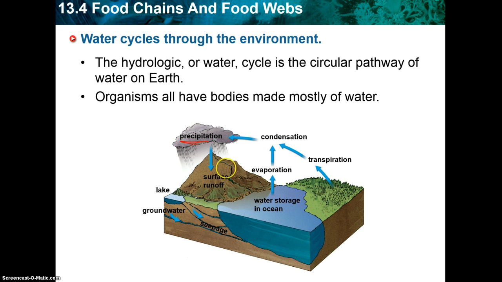It'll then experience surface runoff. It'll come down to the lake. From the lake, it'll enter groundwater. Through seepage, it'll then enter a water storage in the ocean. Evaporation occurs and condensation, and then it returns to precipitation.